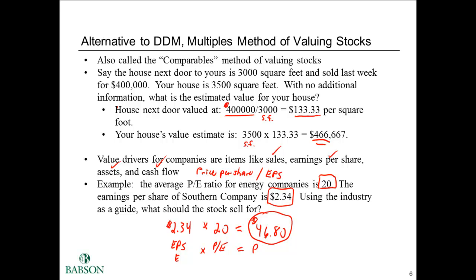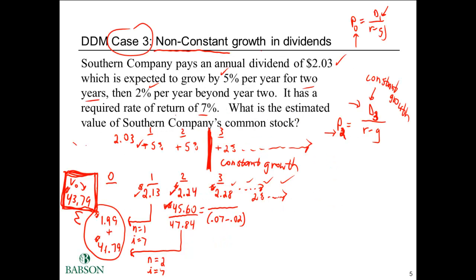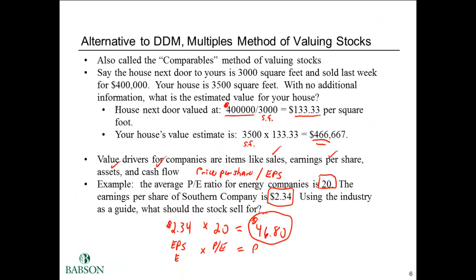So you can see that in this particular example, the multiples method gives us a number that's not too far away from our discounted cash flow methodology. So that gives us maybe a little bit of confidence that we're in the ballpark. This is just a basic introduction to the use of multiples or comparables to value companies.